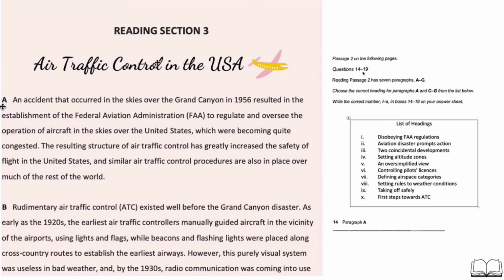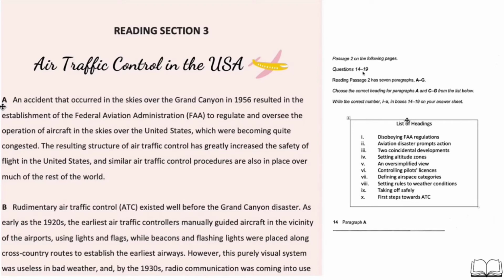Now the text is actually longer, but I've just copied and pasted paragraph A and B for the moment, and I will explain why. Now the main work area in the list of headings, just like in any other part of the reading test, is the question area. So it's the right area here that's got the list of headings.